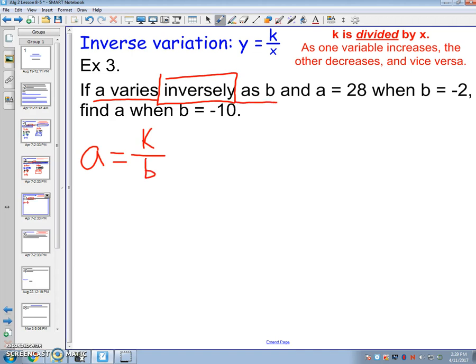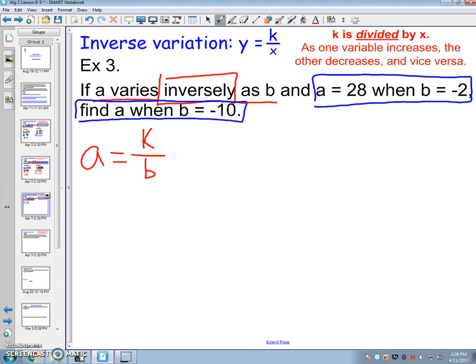Here's my equation, my formula. My two situations. A equals 28 when b equals -2, so we know both letters there. That's our complete situation. Find a when b is -10. That's our incomplete situation. That's what we'll solve second. Plug in what we know. A is 28. K we have no clue. B is -2. Now just algebra.